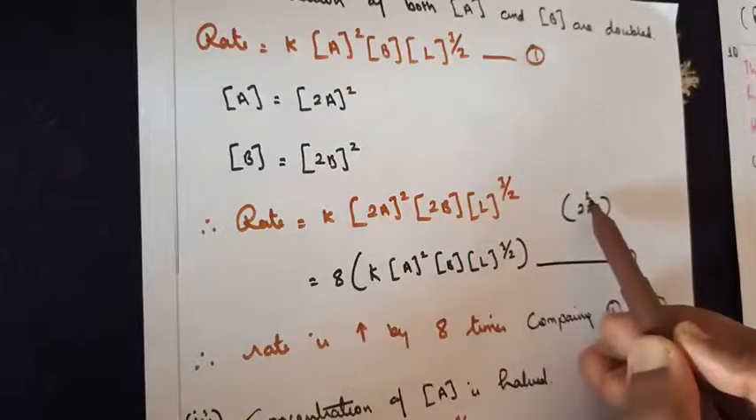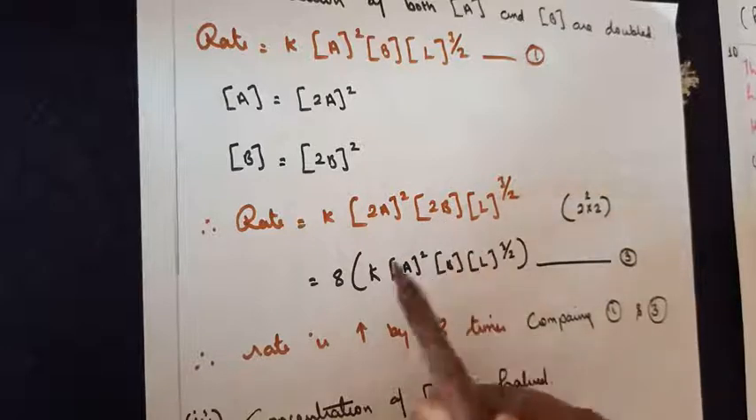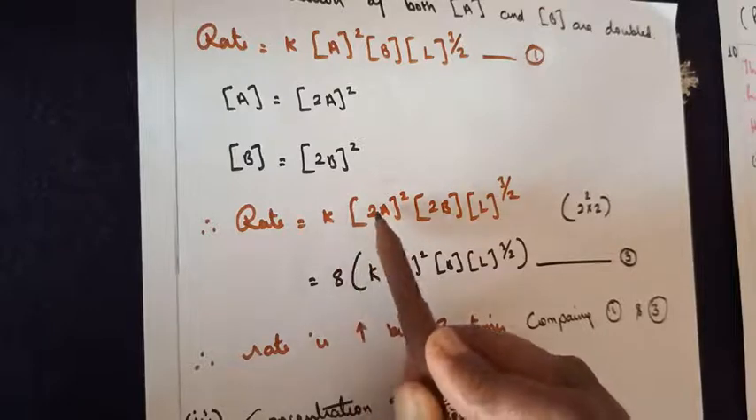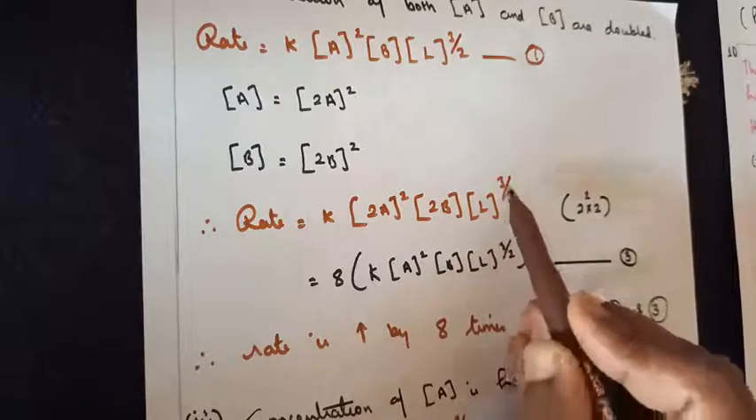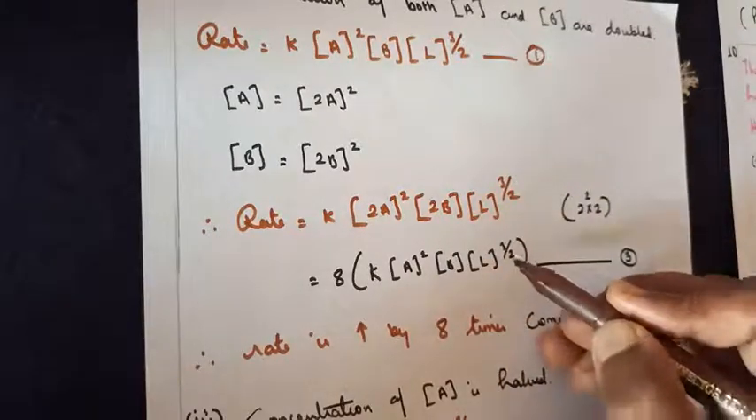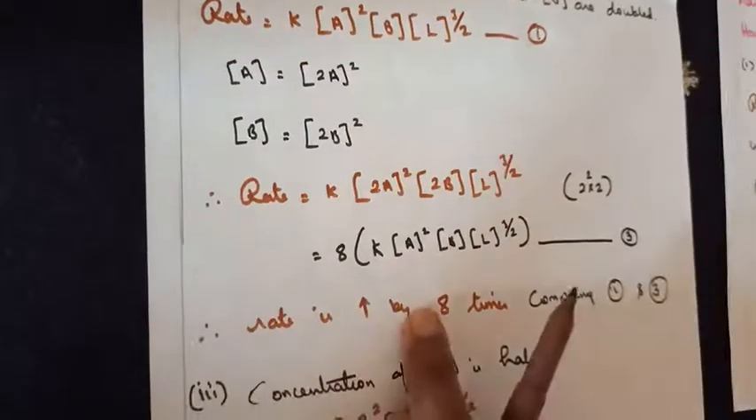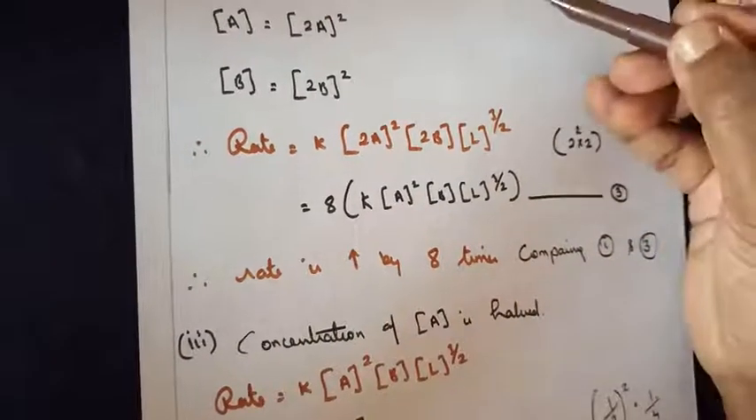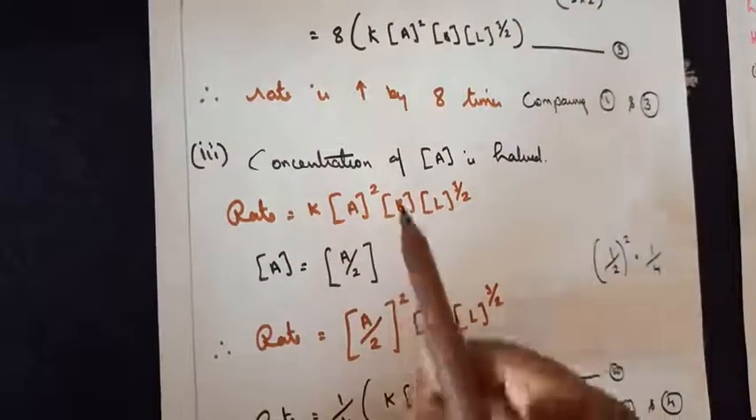If you multiply, 2 to the power 2 will be 4. Here you got 2, so multiply 4 twos are 8. You take 8 numerical outside, leaving behind you have a K. Since the numbers are multiplied, you have only variable A to the power 2, B and L to the power 3 by 2. So here also, if you see, just like the first question, rate is increased by 8 times. Therefore, rate is increased by 8 times comparing equation 1 and 3.